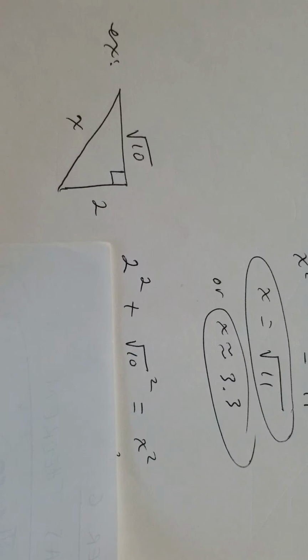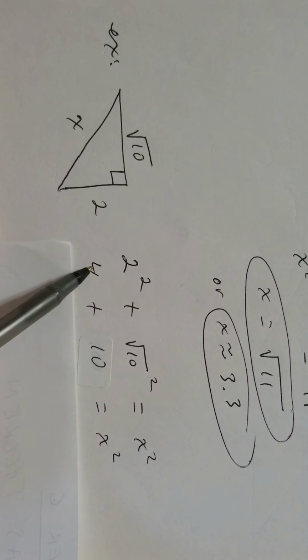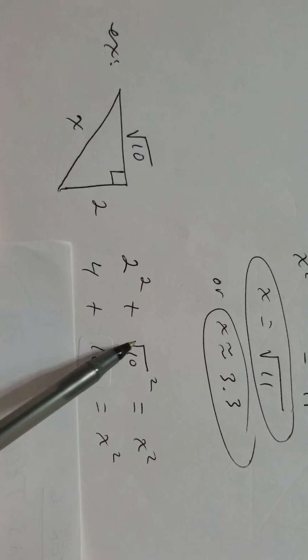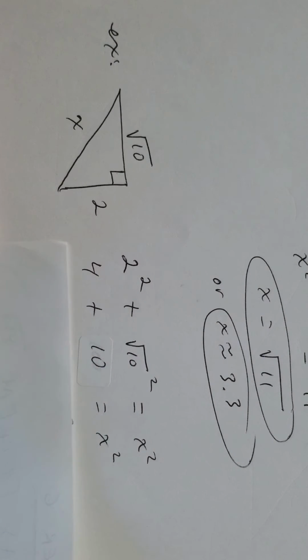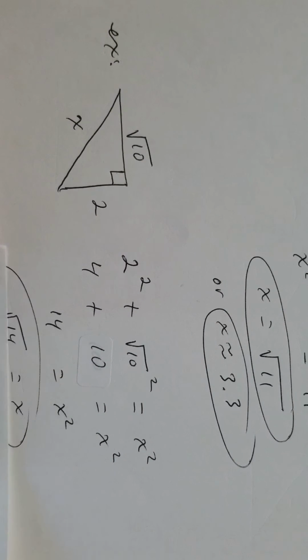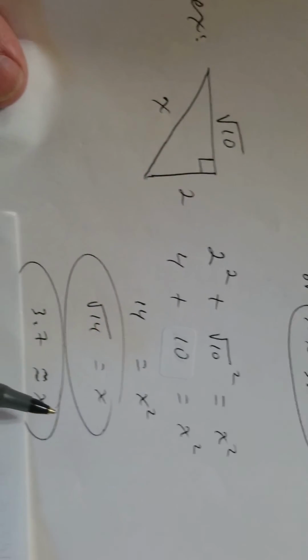Now I solve. So notice that the legs are both on the same side. So I'm going to square both of them and then put them together. So this becomes 4. This becomes 10, right? Square root of 10 squared. The square root and square cancel. So this becomes 10. 4 plus 10 is 14. So x is square root of 14 or 3.7. There you go.